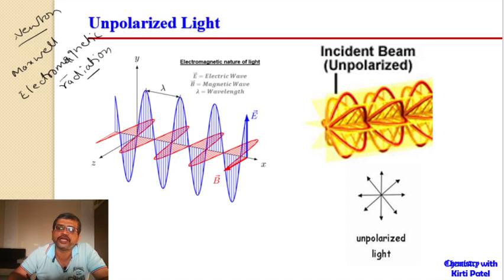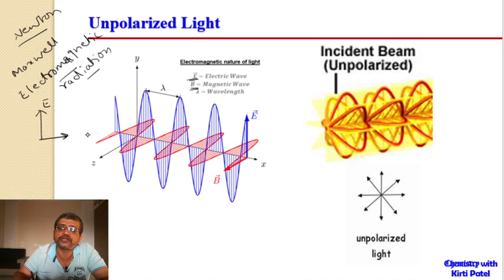According to this theory, light consists of both electric field as well as magnetic field. Let's say this E is the electric field and B is represented by the magnetic field. Here the blue lines are the electric field and the red lines are the magnetic field. Both are perpendicular to each other. That is, we can show it in this way.